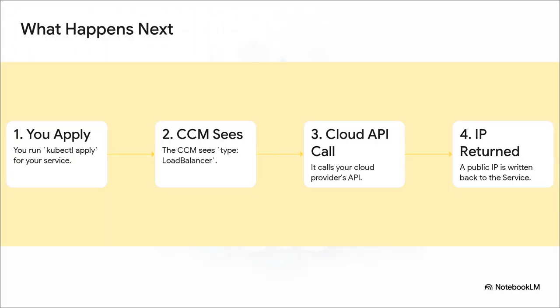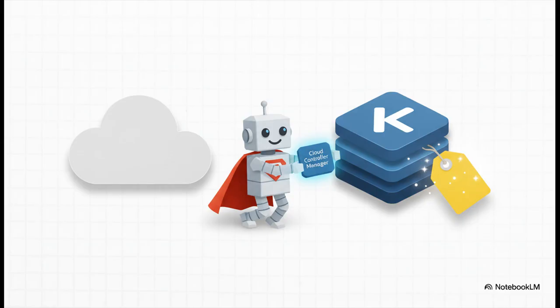And here's what's happening behind the scenes, step by step. The second you hit enter, the service controller inside the CCM sees that new service pop up. It spots the type LoadBalancer request and immediately springs into action. It authenticates with your cloud provider's API, and says, hey, my user needs a brand new load balancer, please. Then, maybe a minute or two later, the cloud provider finishes its work and hands back a public IP address.